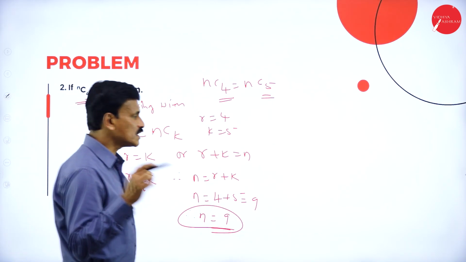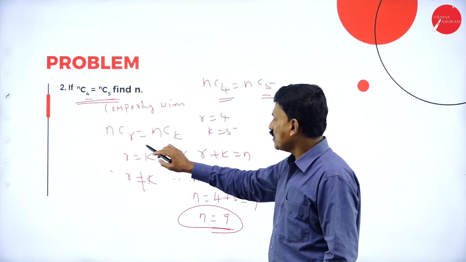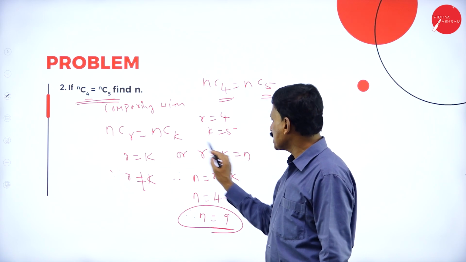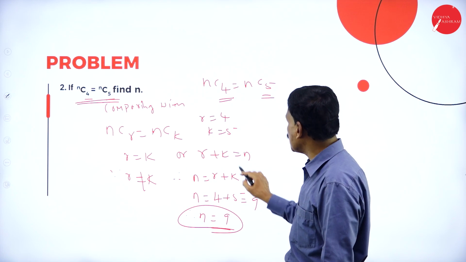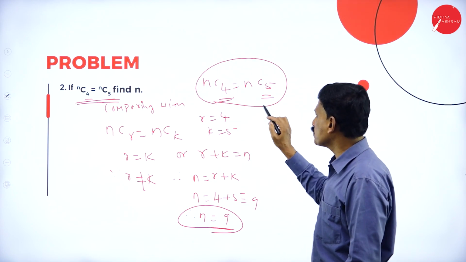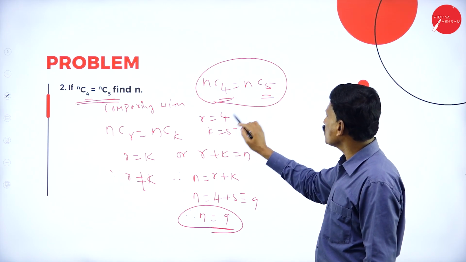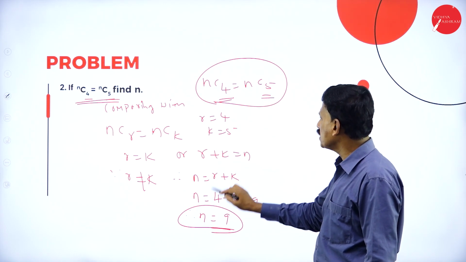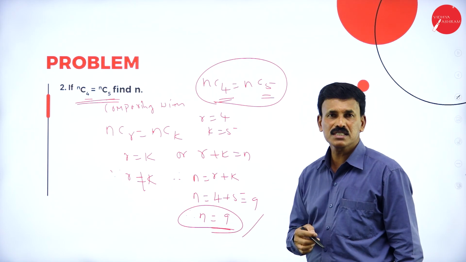That's it. Now listen to me here. Just by comparing with nCr is equal to nCk, the value of r is equal to k, or r plus k is equal to n. Since r is not equal to k, therefore n is equal to r plus k. Now from the given expression, nC4 is equal to nC5, r is equal to 4 and k is equal to 5, therefore n is equal to 4 plus 5, that's 9. n is equal to 9 is the required answer.